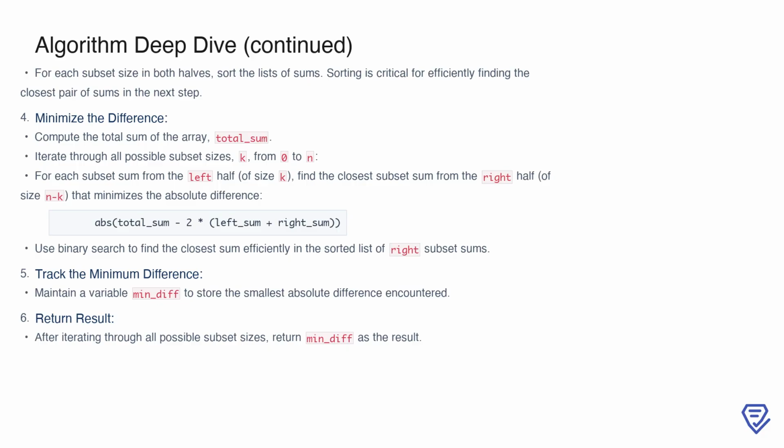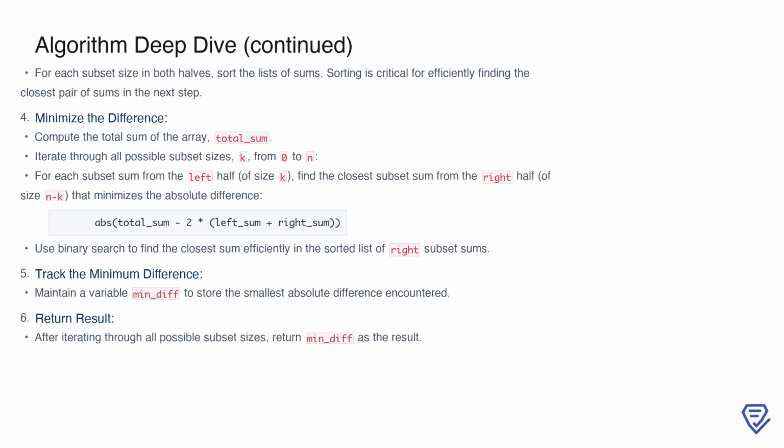The formula we use is abs(total_sum - 2*(left_sum + right_sum)). Here, left_sum and right_sum represent the sums of the selected subsets from the left and right halves, respectively. The subtraction and doubling in this formula ensure that we're effectively comparing the two partitions of the array. To find the closest right_sum efficiently, we use binary search on the sorted subset sums of the right half. This reduces the time complexity of this step significantly compared to a brute force approach.